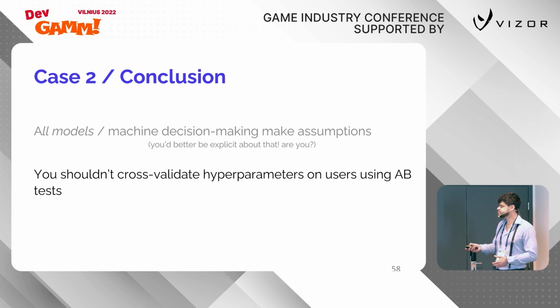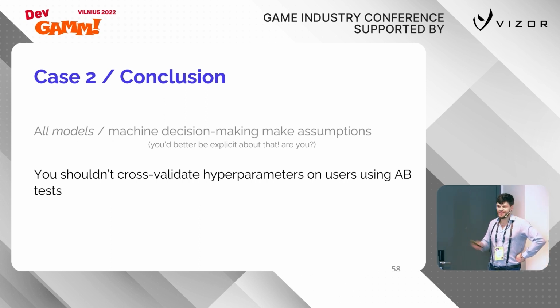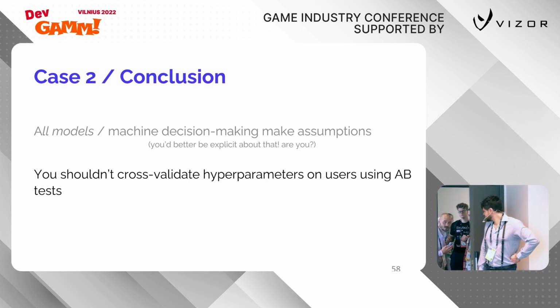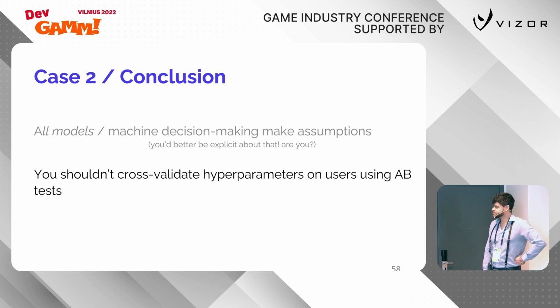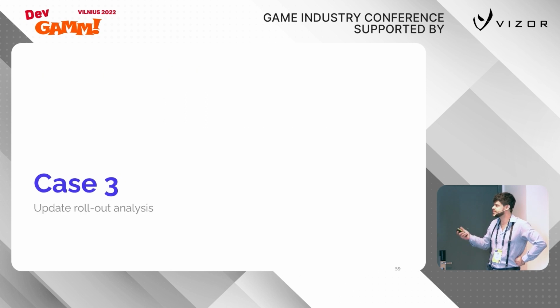And yes, you shouldn't cross-validate hyperparameters on users using A/B tests. So that's the answer to the 5 people who raised their hands, because first of all, that's inefficient, and second, there are better solutions to this problem. Multi-armed bandits.